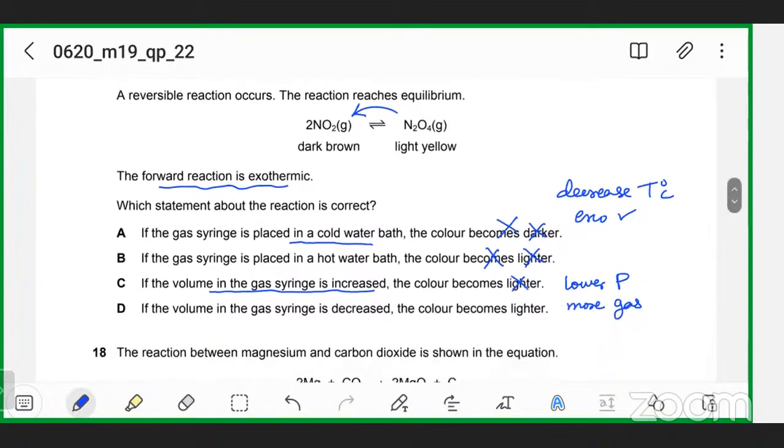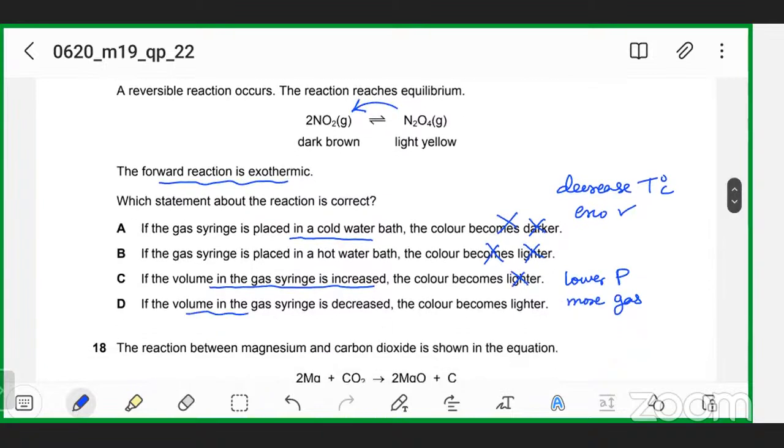अगर वॉल्यूम कम करोगे, so basically what are you doing? You're increasing pressure. Less gas, which is forward, which is lighter in color. ठीक है, so D is correct. Clear है ये? Yes. बस just remember increased temperature favors endothermic, decreased temperature favors exothermic. Increased pressure favors less gas, decreased pressure favors more gas.